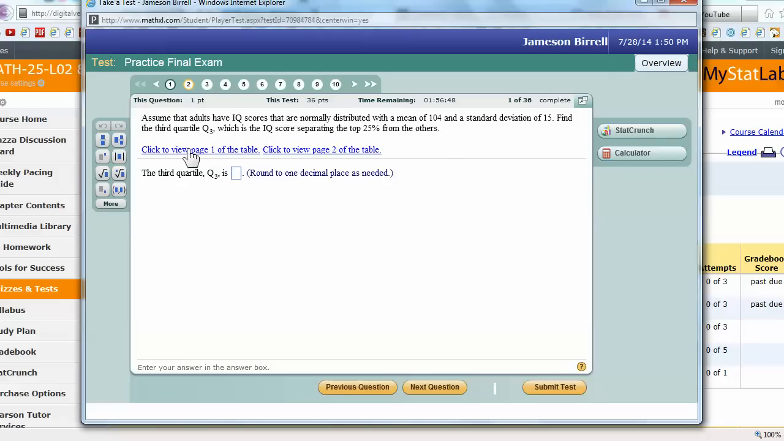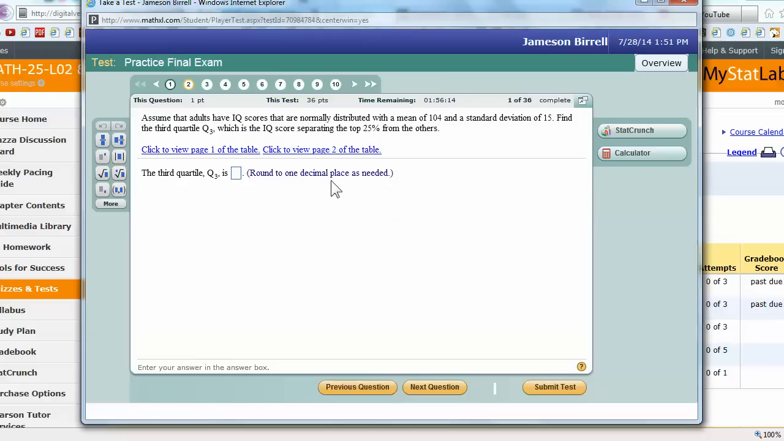So let's go on. Assume that adults have IQ scores that are normally distributed with a mean of 104 and a standard deviation of 15. Find the third quartile, denoted by Q sub 3, which would also be the 75th percentile, denoted by P sub 75, which is the IQ score separating the top 25% from the others. Right, so P sub 75 is the 75th percentile because it occurs 75% of the way through the data.